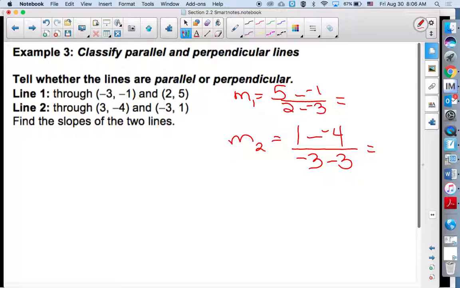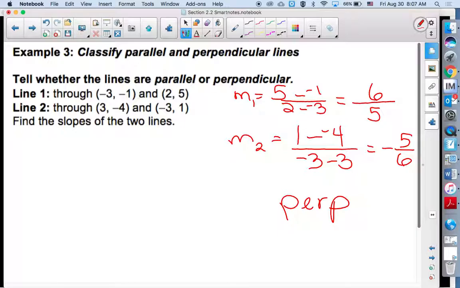Nick, what'd you get for the first slope of line 1? 2. So we have 5 minus negative 1. That becomes 6/5, and then the slope of line 2 would be negative 5/6. So what would you say about those two lines? They're perpendicular. Yeah, these are perpendicular. So opposite, one's negative, the other one's positive, they're reciprocals of each other.